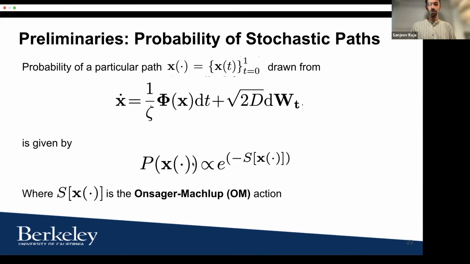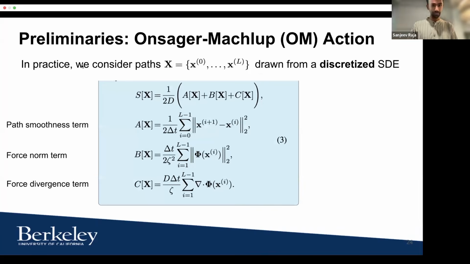So what is this S? What is this Onsager-Machlup action? In practice, of course, on a computer, we have to simulate discretized paths from an SDE. So if we consider a discretized path of length L, the Onsager-Machlup action is actually a very intuitive decomposition of 3 terms. So you have this A, B, and C term.